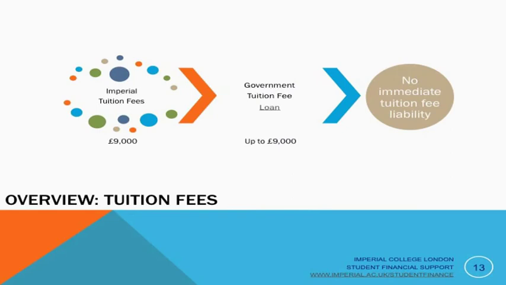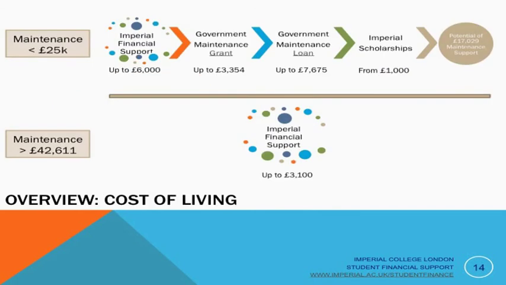So really, just to give you an overview, Imperial's tuition fees are £9,000. You can get the loan for that fee, so there is no immediate liability on you. That's paid directly to college. You don't have to fund that money. On the maintenance side, if you earn under £25,000 a year, then without the scholarship you could have income support coming into you of £17,029. And if it's above the £42,600 level of the government, we would still offer you the Imperial Financial Support Package, which could be up to £3,100.